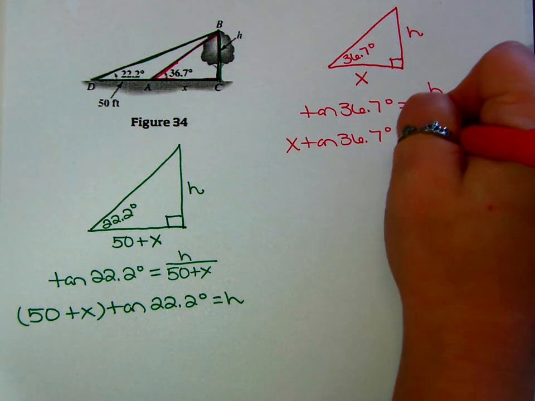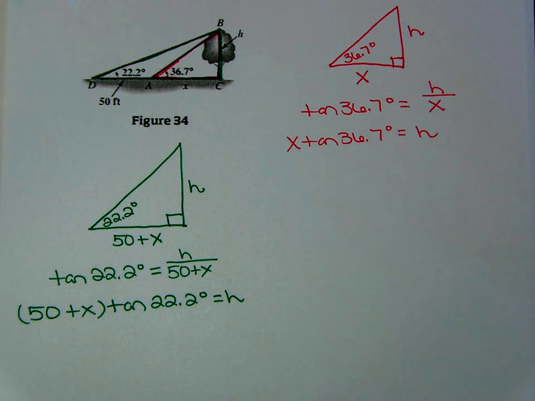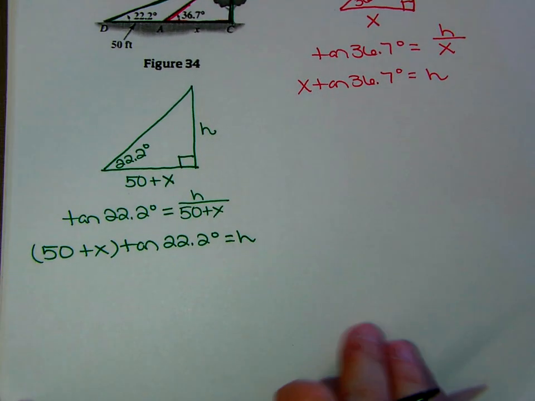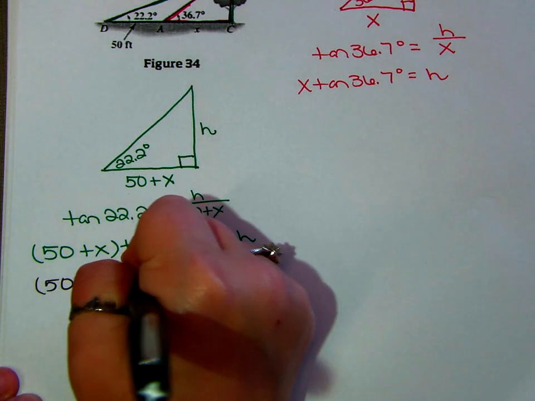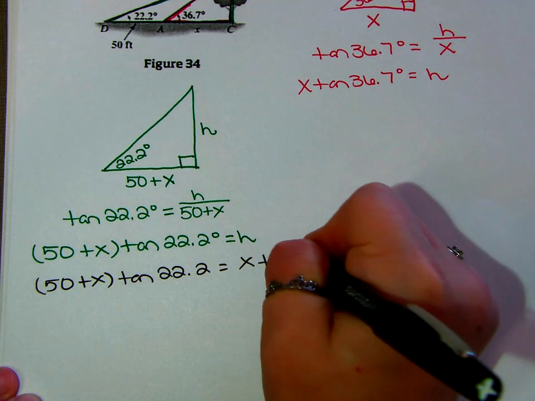Now I have two different equations that are set equal to the exact same thing. The green equation is equal to H, the red equation is equal to H. Since they're both equal to the same thing, I can set them equal to each other. To where I have, let's see, how much space do I need? I'm going to come down here. I'm going to have (50 plus X) times tangent 22.2 equals X times tangent of 36.7.